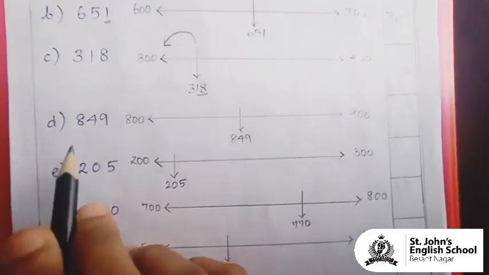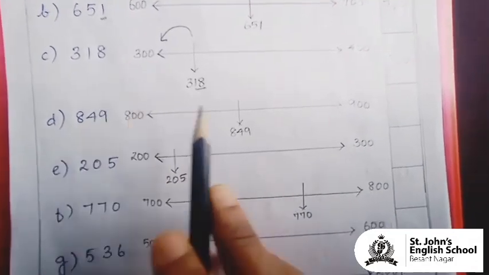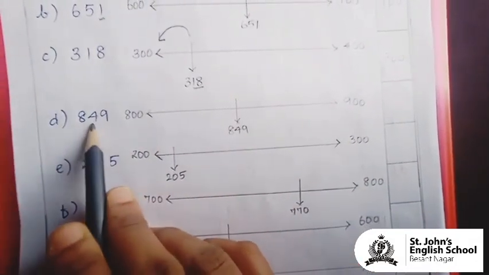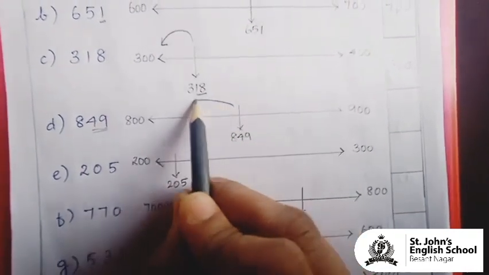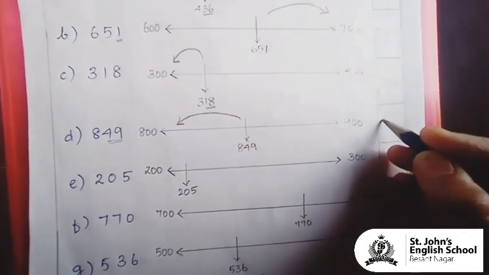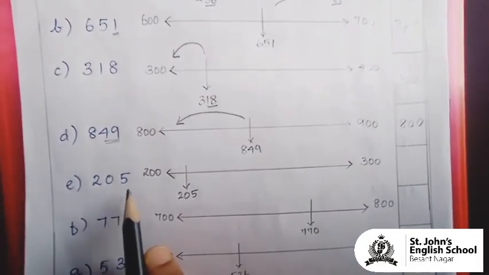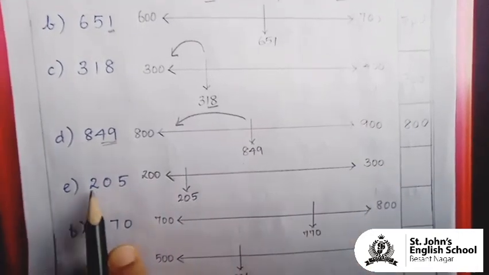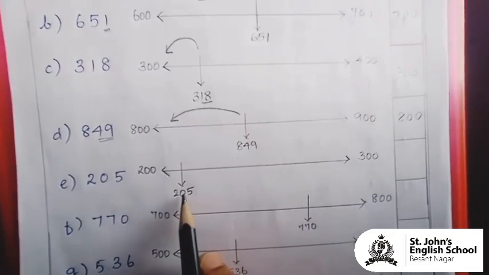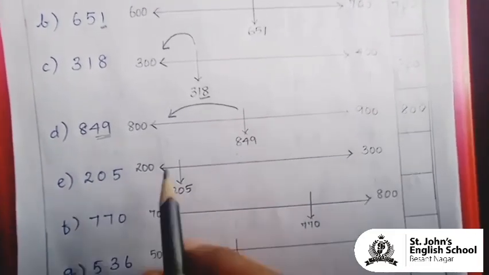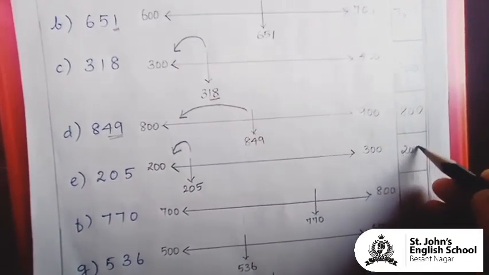The next sum, 849. It's between 800 and 900. 49 is just before 50. So if it is before 50, it should go to the before number, that is 800. 205. 205 is between 200 and 300. 205 is just after 200. So it is before 50. If it is before 50, it should go to the before number only. 200 is the answer.